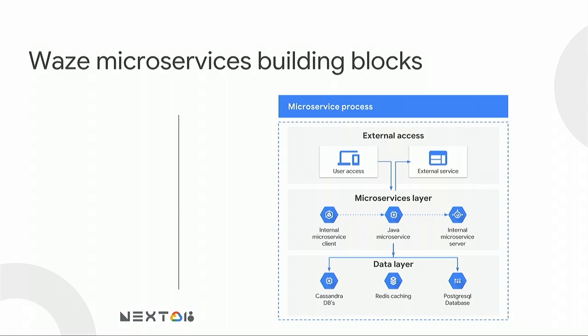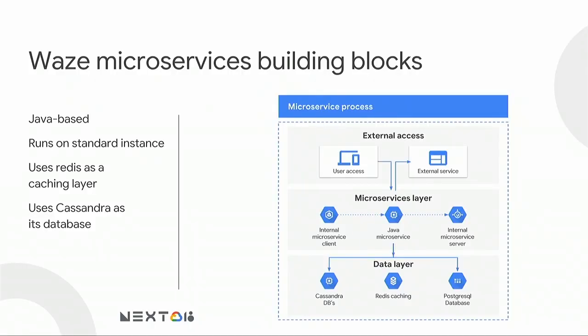Waze is built on microservices. We use Java-based code. We run on standard instances that are part of an auto-scaling group. We use Redis or Memcache as a caching layer, and we use Cassandra or Postgres as the databases. Now, most of our services are pretty similar, they look the same, but we have a few outliers. Some are not Java-based, and some are not even running on instances.